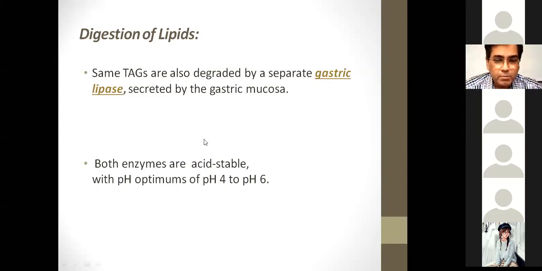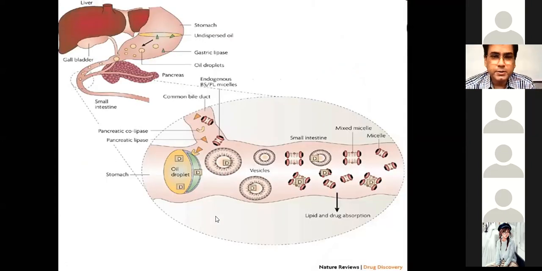Both of these enzymes, the lingual lipase and the gastric lipase, act on the triglycerides and start the process of hydrolysis of triglycerides. Both of the enzymes are acid stable. But the story doesn't end here. Neither the lingual lipase nor the gastric lipase is going to offer full digestion or hydrolysis of the triglycerides. For this, we need to move forward and look at another lipase which is coming from another organ.